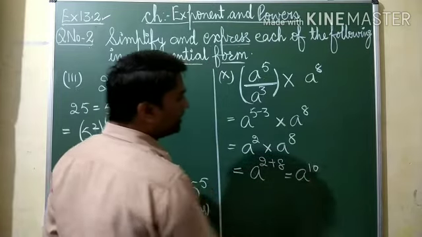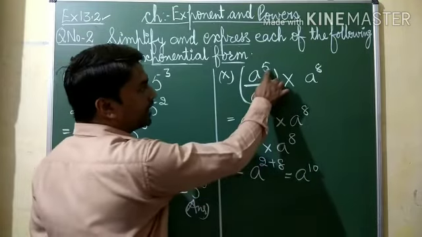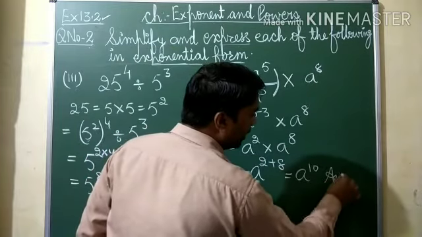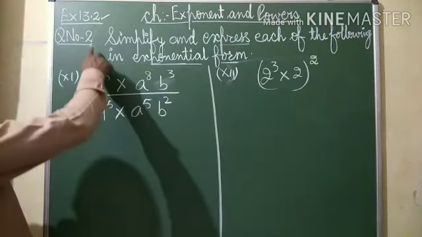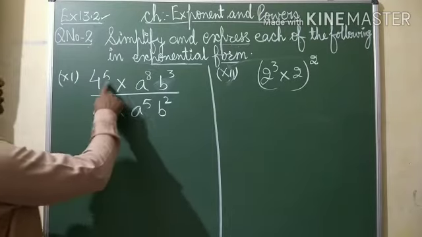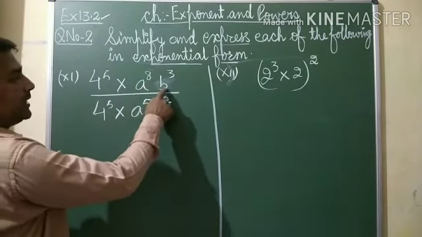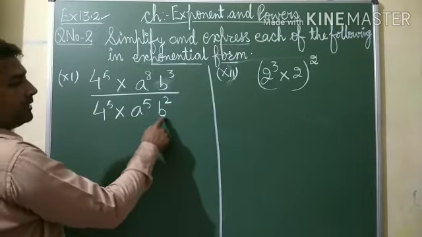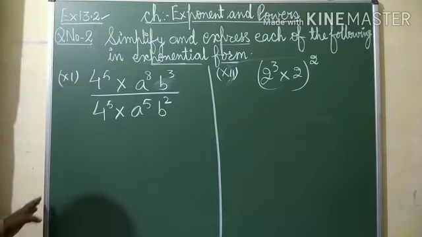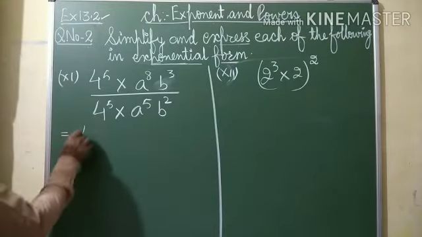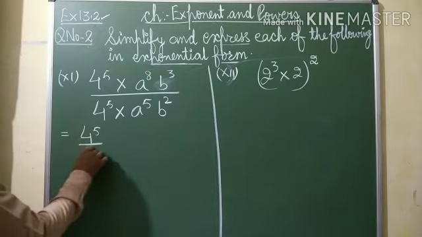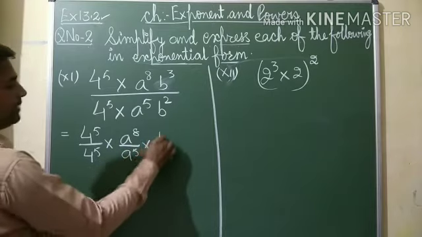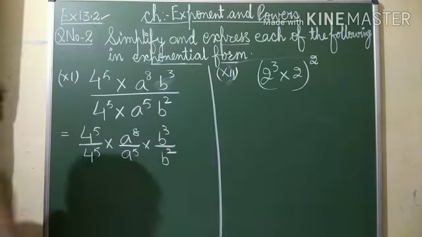Therefore a raised to 10 is the required exponential form of a raised to 5 over a raised to 3 multiplied by a raised to 8. So this is the required answer. Next is question number 2, 11th part: 4 raised to 5 multiplied by a raised to 8 multiplied by b raised to 3 over 4 raised to 5 multiplied by a raised to 5 multiplied by b raised to 2. Since this expression can also be written as 4 raised to 5 over 4 raised to 5 multiplied by a raised to 8 over a raised to 5 multiplied by b raised to 3 over b raised to 2.